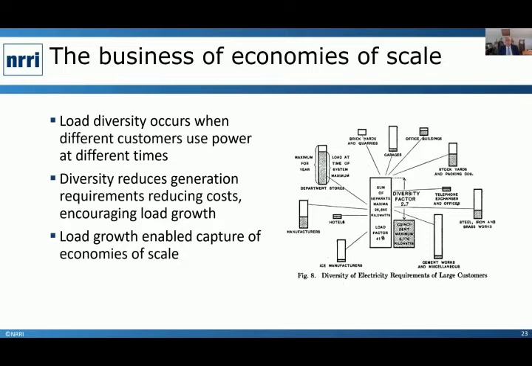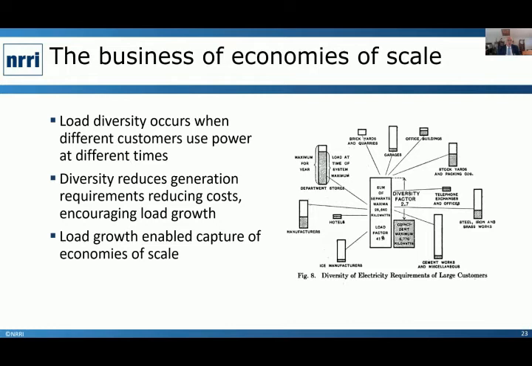And he did it largely based upon economies of scale. But he had another observation, which was that load diversity, the fact that customers use electricity at different times, contributes to the economies of scale. And it does so by reducing the cost of providing service to customers.